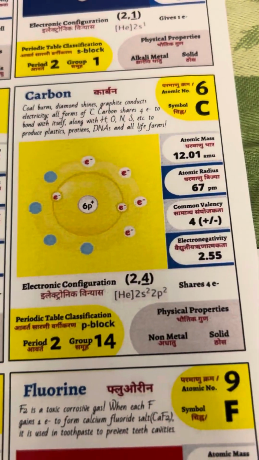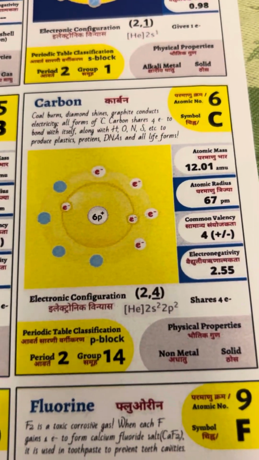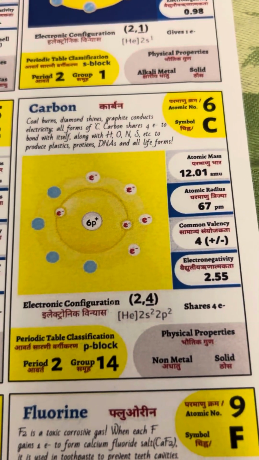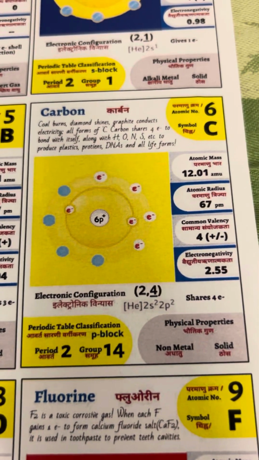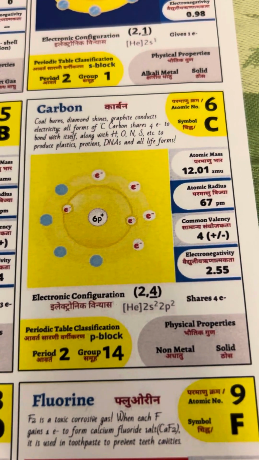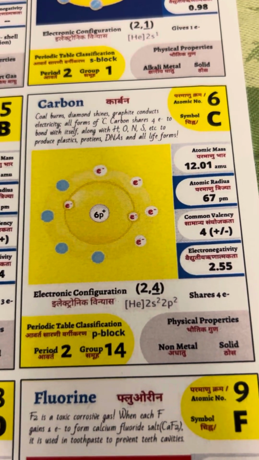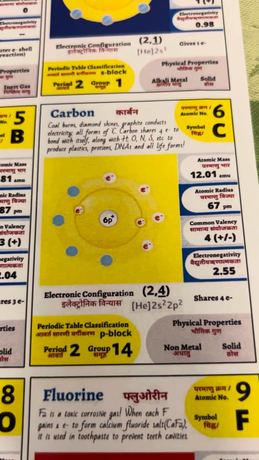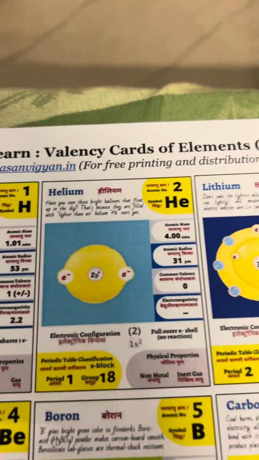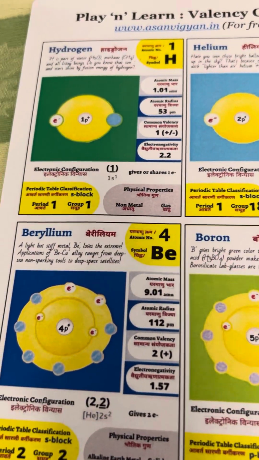So like that we can look at the different elements and we can see a pattern that there are certain grouping based on the number of electrons in the outermost shell, or what is called the valence shell, and hence the name of the game is valency cards of elements. So what can we tell about the valency?